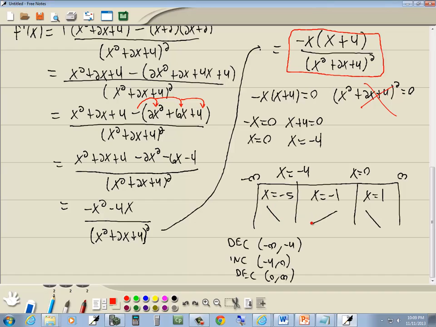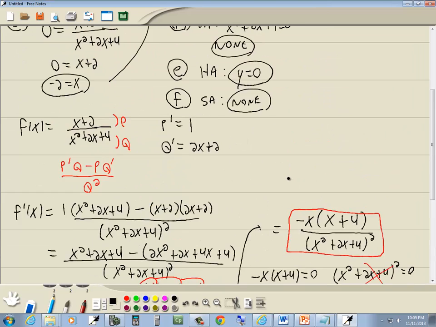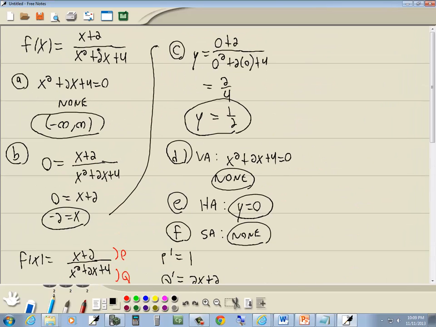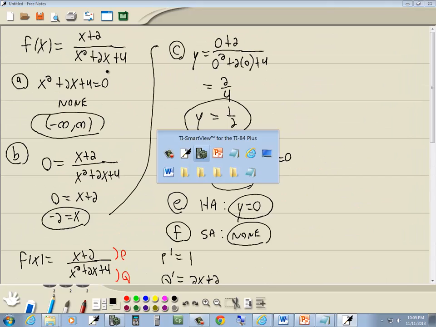Now this is decreasing and changes to increasing, so this is going to be a min. And this changes from increasing to decreasing, so this is going to be a max. So we're going to have a min at -4, comma something, and we'll have a max at 0, comma something. Now we want to plug those into our original function, which is right here. So let's put that in our calculator.